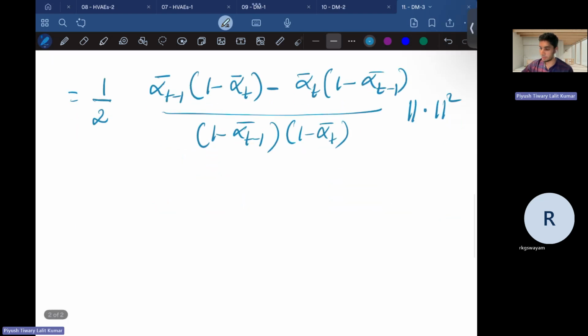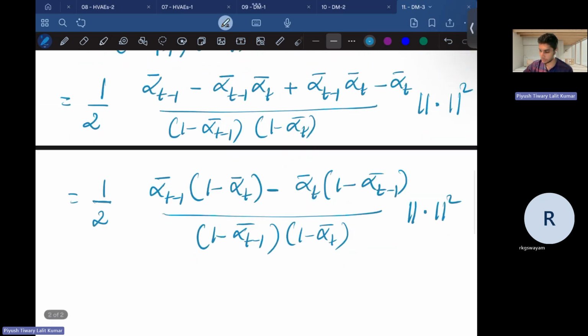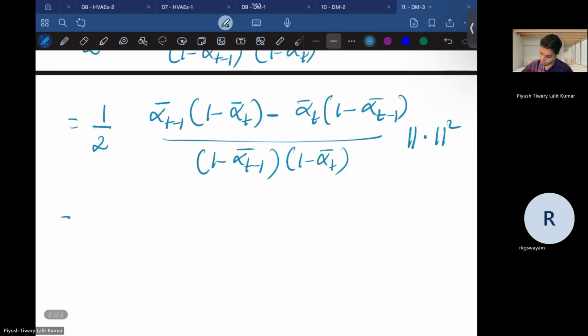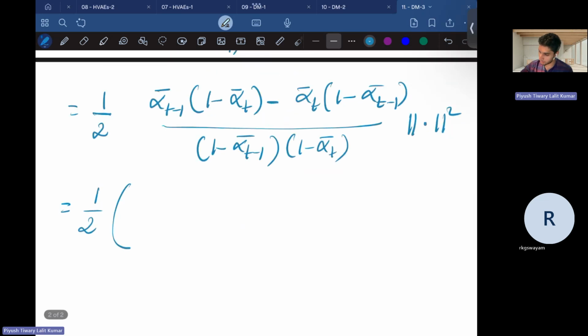Okay. So, what I'm doing right now is very similar to something called partial fractions, where we try to decompose a given fraction into two fractions. That is what I'm doing. This is half, and okay. Now, I will split this term in two terms.